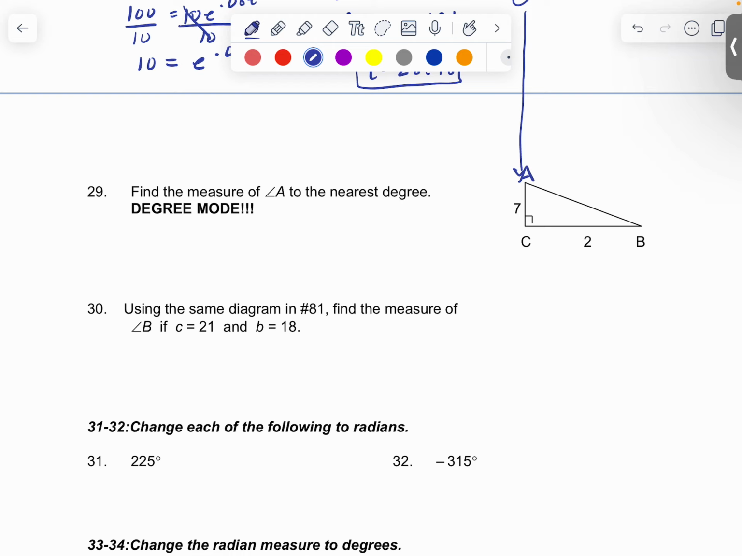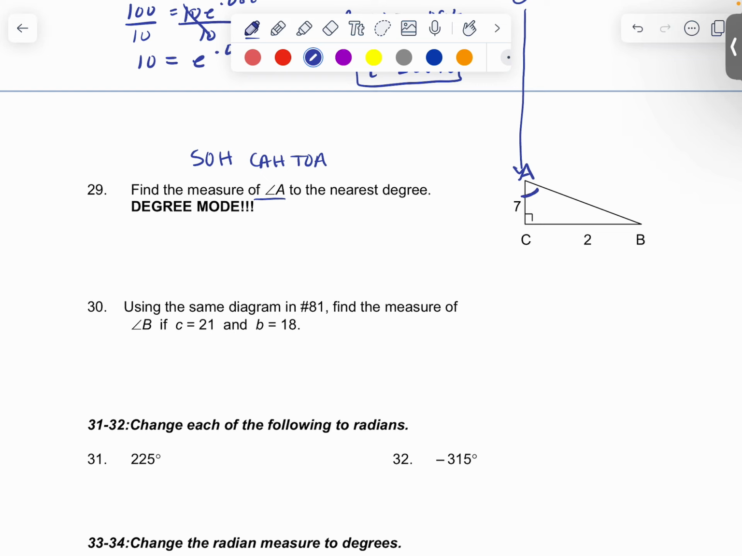Because we have a right triangle, we can use SOHCAHTOA. Hope you remember what that meant. Okay, so is this going to be a sine, a cosine, or a tangent function? Well, let's see what we've got. We're trying to find angle A. So I'm trying to find this guy right here.